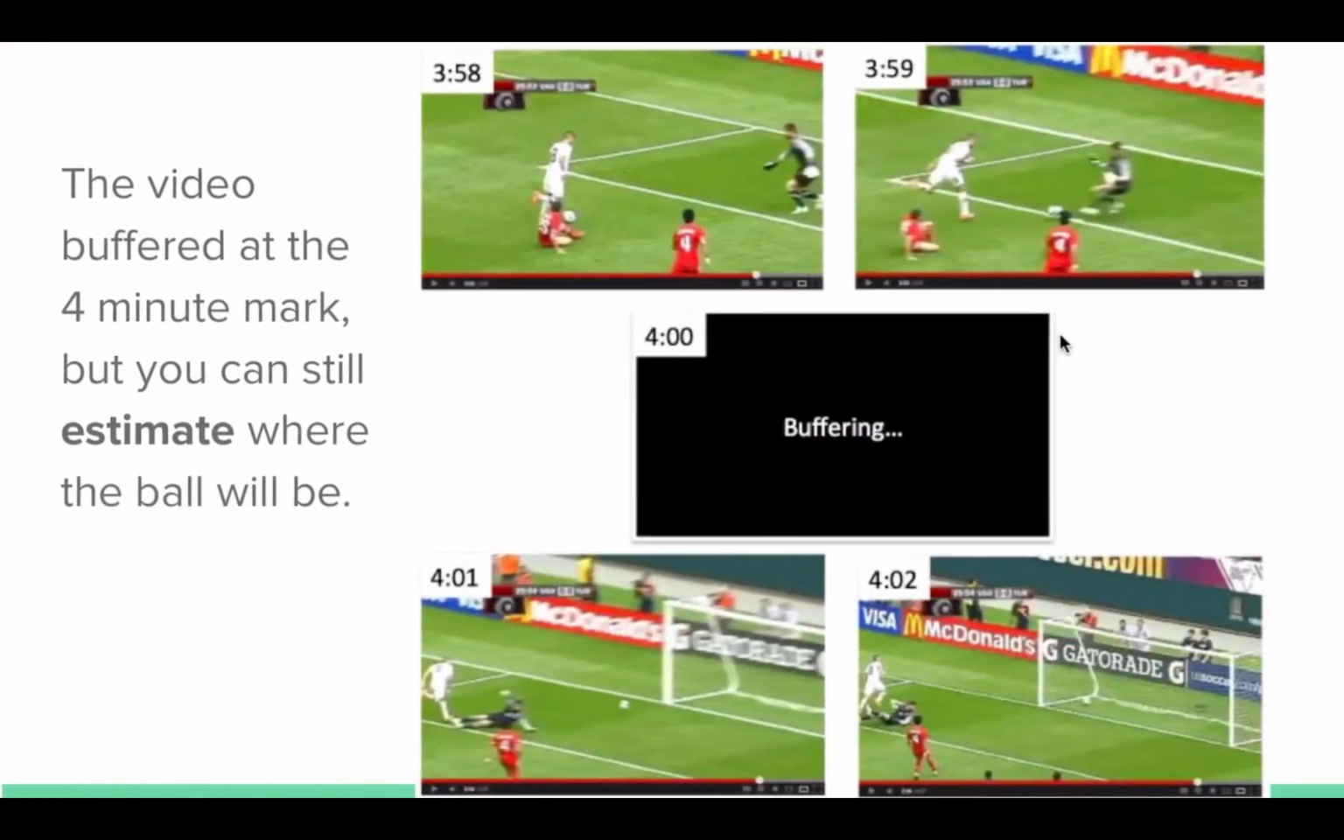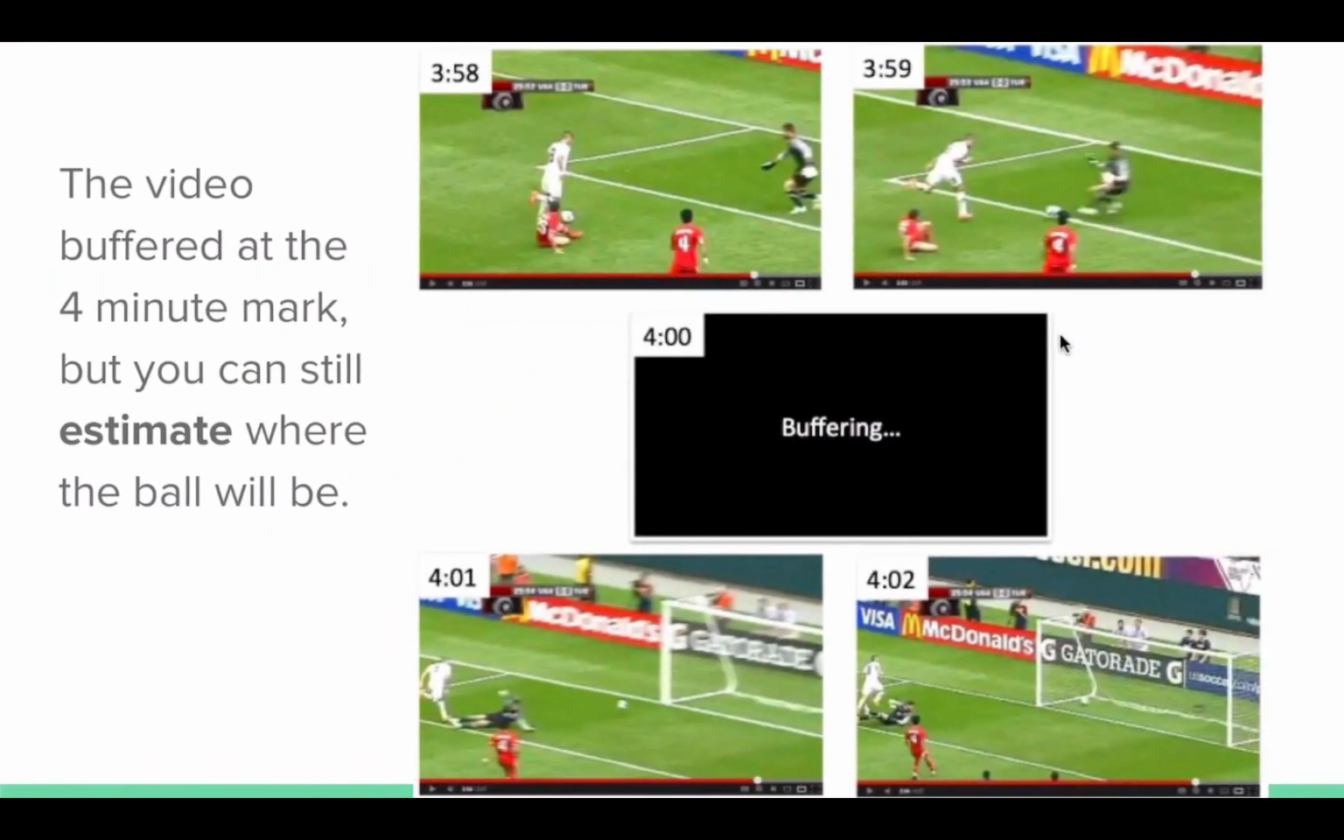Another real-world example would be maybe you're using your Chromebooks to watch a game, and the internet goes out for a second, or the video buffers, and you miss what happens directly at the 4-minute mark. At this point, it's like, what happened? Well, you can look at what happened at 3 minutes and 58 seconds, 3 minutes and 59 seconds. You see he's making a shot on goal. Did the ball get past the goalie? Yes, it did. I can see at 4 minutes and 1 second and 4 minutes and 2 seconds, he made the goal.